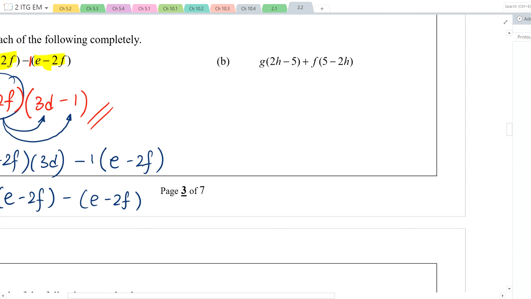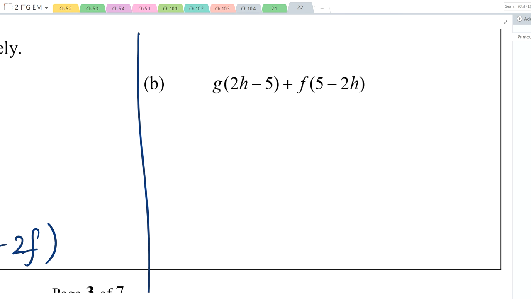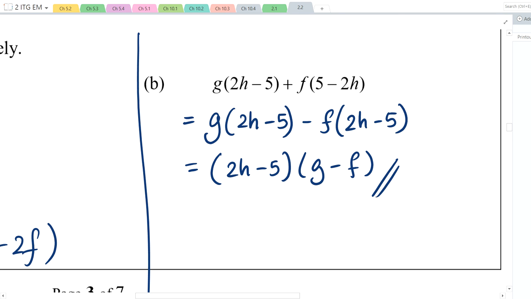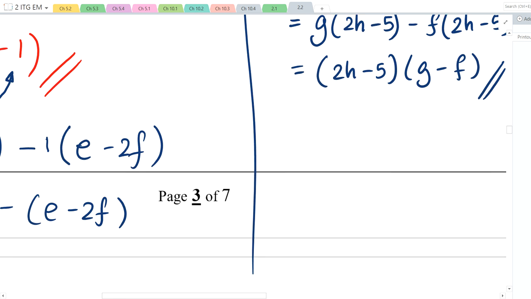Can you try part B? Part B is not straightforward at all. Okay, come, let's do this. This is the same as g(2h minus 5). And then what should I write next? Minus f and 2h minus 5 again. Yes. So we factorize out 2h minus 5. And we're left with g minus f. You see? Okay, moving on.